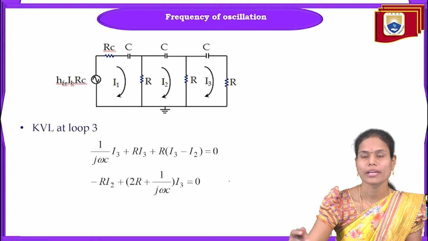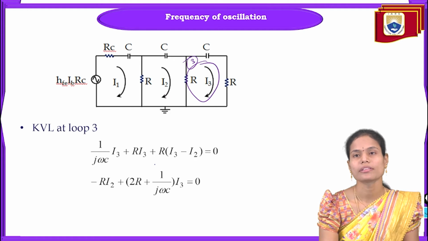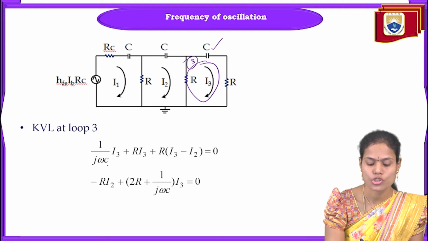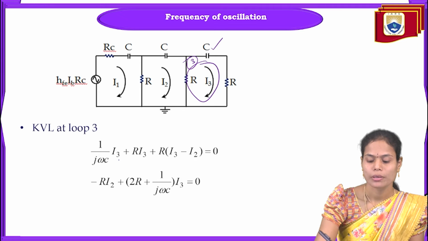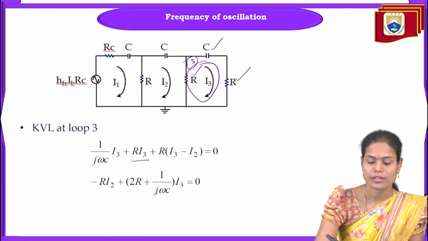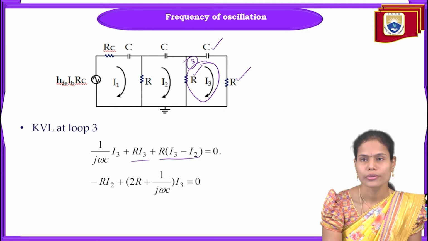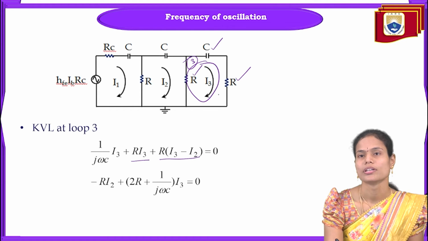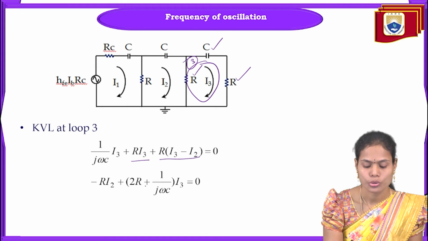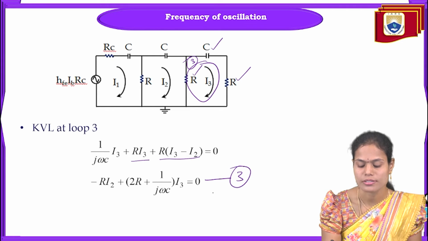And similarly, apply the KVL for the third loop. So after applying the KVL to the third loop, we will get it as the drop across this capacitor is 1 by j omega C into I3, plus the drop across this particular resistance is R I3, and plus the drop across this particular resistance is R (I3 minus I2) equal to 0. We don't have any voltage terms here. Minus R I2 plus (2R plus 1 by j omega C) into I3 equal to 0. This one take it as the third equation.